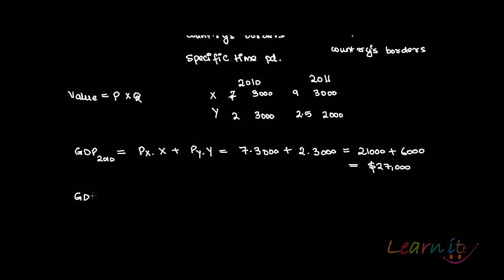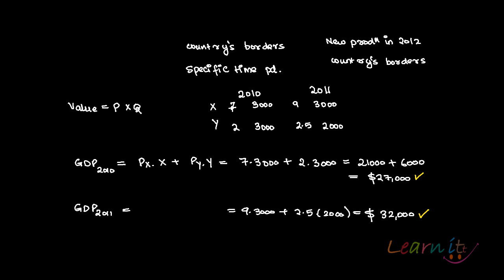In year 2011, the value would be 9 into 3000 plus 2.5 into 2000. That would be 27,000 plus 5,000, which is 32,000. So this is the way you calculate GDP. GDP for year 2010 is $27,000 and GDP for year 2011 is $32,000.